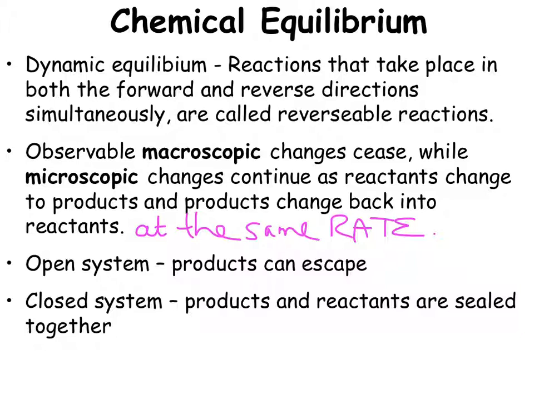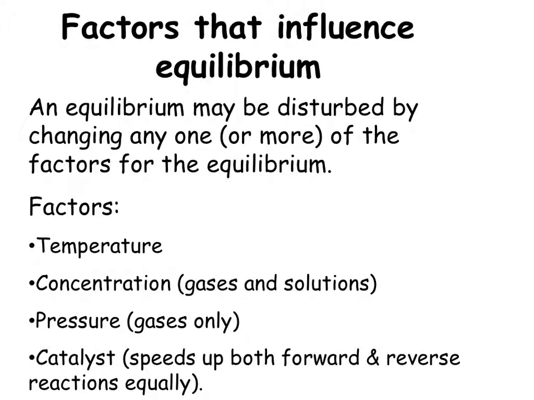Just reminding us of some definitions. Our open system is when my products can escape, and my closed system is when the products and the reactants are sealed together. Factors that influence equilibrium. Now, things that can make this equilibrium, the forward reaction go faster or the reverse reaction go faster, an equilibrium may be disturbed. So once the balance has been established, if I heat it all up, I would get more water evaporating into my little bell jar, for example, and there would be a change.